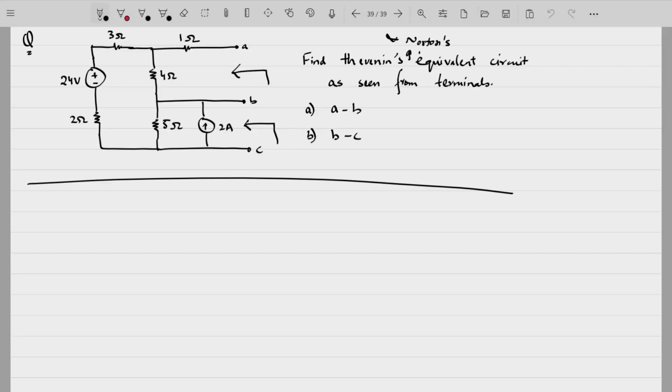Okay, so for AB, what was VTH that you found? And RTH? 3.85.